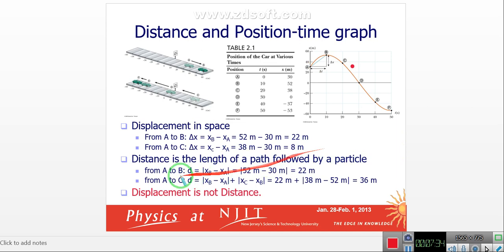So now we are going to find distance. So distance from point A to point B. In a distance, we will start this way and then come to here. So again, the same way, the distance from A to B is xb minus xa, 52 minus 30, which is 22. It's okay.